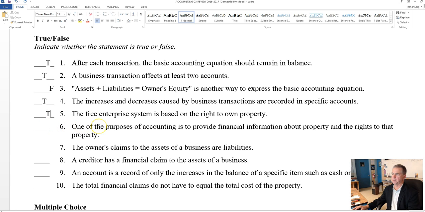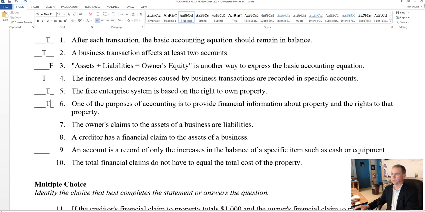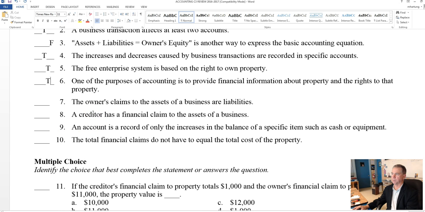One of the purposes of accounting is to provide financial information about property and the rights to that property. Well, we spent some time talking about that. That's true. The owner's claims to the assets of the business are liabilities. No, the owner's claims to the assets of a business are the owner's equity or the capital, is where we have practiced making those type of transactional recordings.